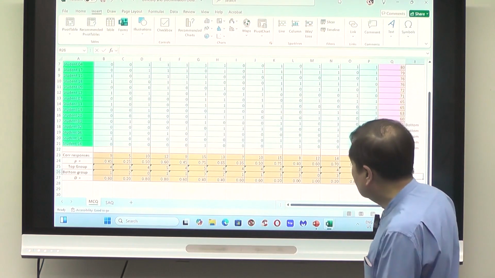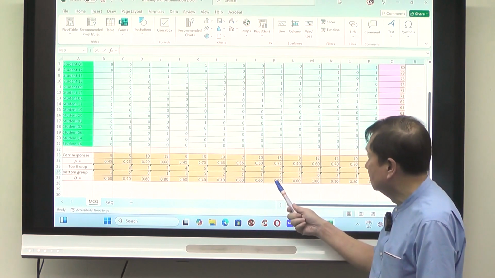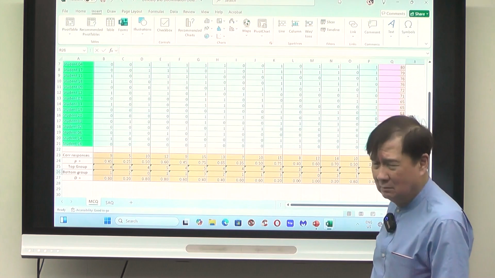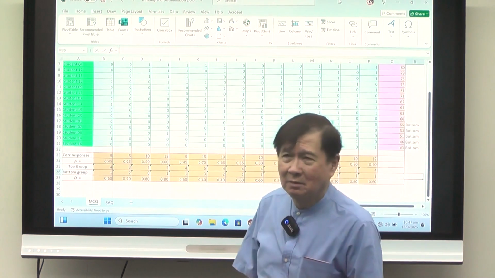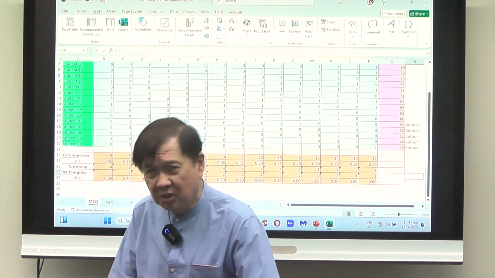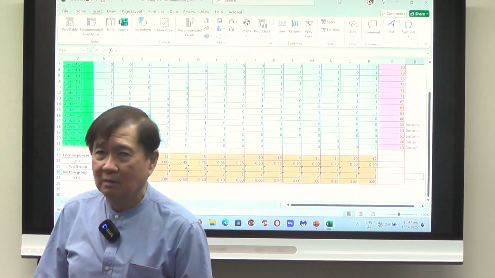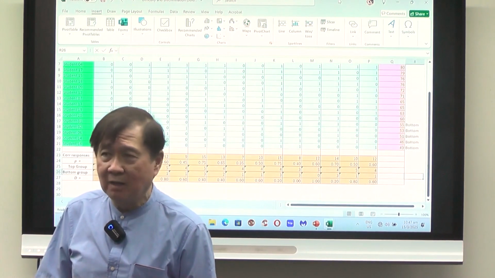So now, what do you think of this one here? 0.2, for example. Do you think it's good or bad? Poor. It's poor. It cannot effectively distinguish these two groups, in other words. You got a feel for it now, okay?